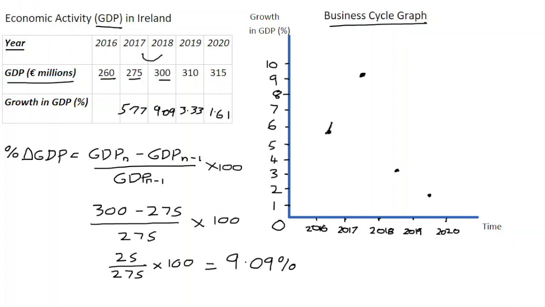We'll start off at the first point. We go up to our peak at the top. We come down along here in a contraction and down to a trough here at the bottom. And we have a partial business cycle mapped out for 5 years, showing the percentage change in GDP mapped over time.